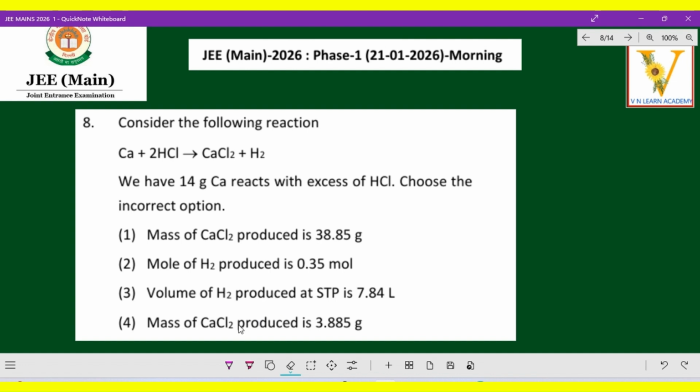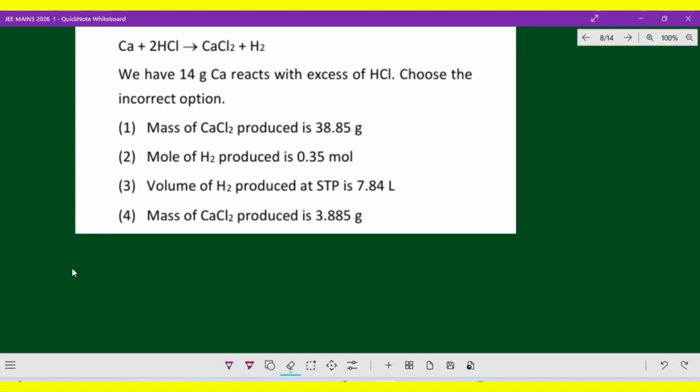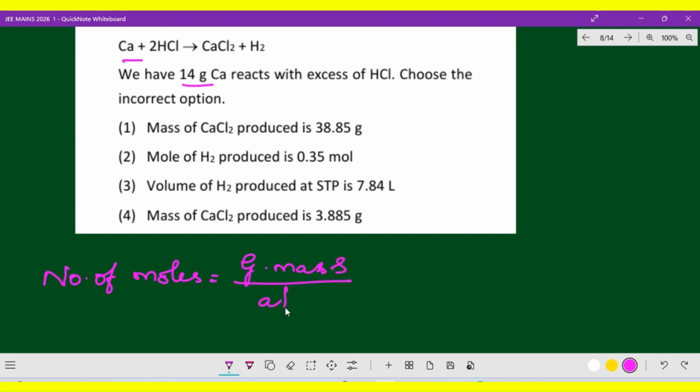Mass of calcium chloride produced is 3.885 gram, right? Let us check. Before going for this, let us identify the number of moles, so it will be easy for us. With this reaction, 14 gram of calcium is mentioned. Number of moles equals given mass divided by atomic mass: 14 gram divided by 40 gram per mole. So how much is it?